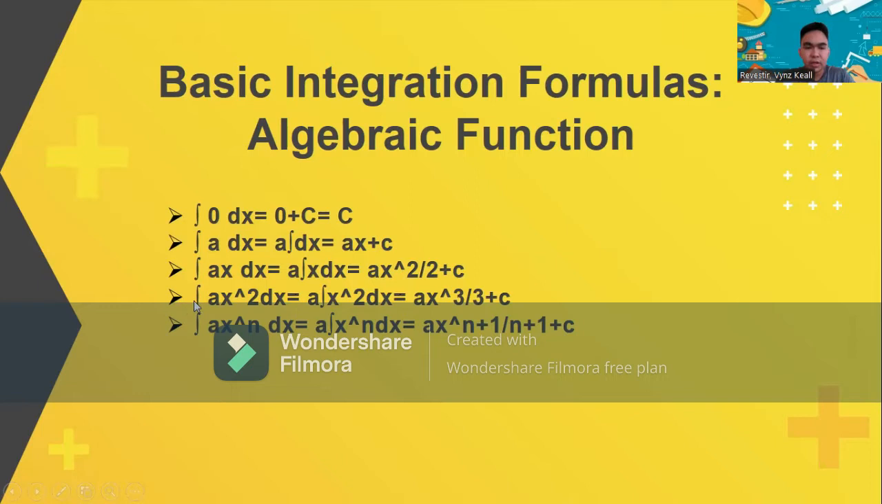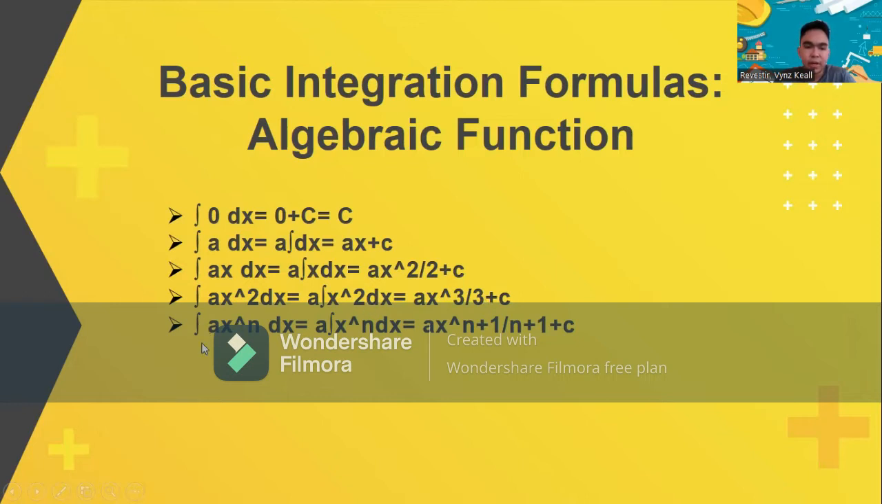Next is the integral of ax squared dx. Again, put out a and solve for the integral of x squared dx. It is equal to copy a, the integral of x squared is equal to x cubed over 3. Again, we're just going to add 1 to the exponent and copy it as the denominator and add the constant c. So the answer is ax cubed over 3 plus c.